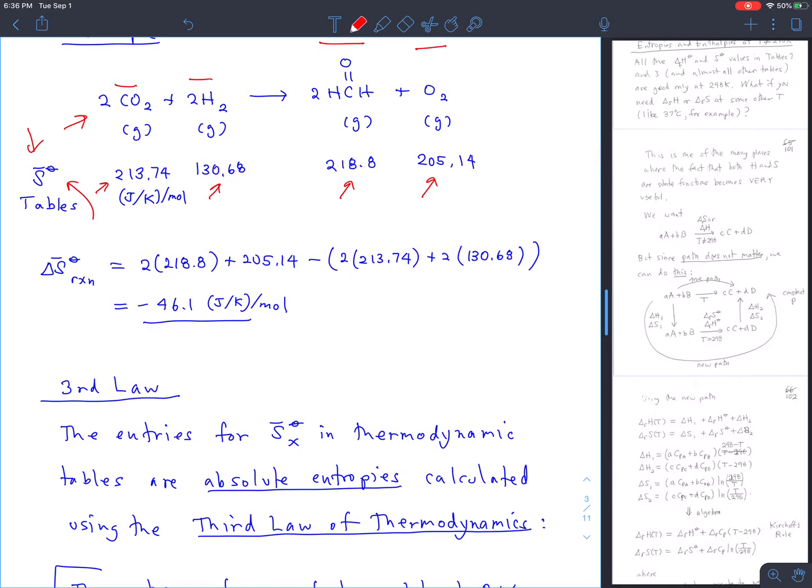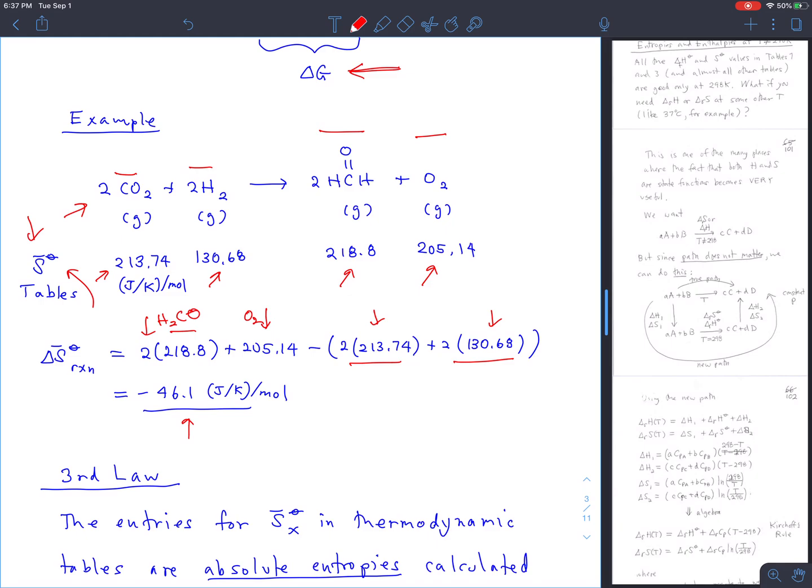Using our products minus reactants rule, it's 2 times the CO2 plus 1 sorry, I take that back. Those are the reactants. 2 times the formaldehyde plus 1 times the oxygen minus the quantity 2 times CO2 plus 2 times the hydrogen, and that gives a total of minus 46.1 joules per K per mole.